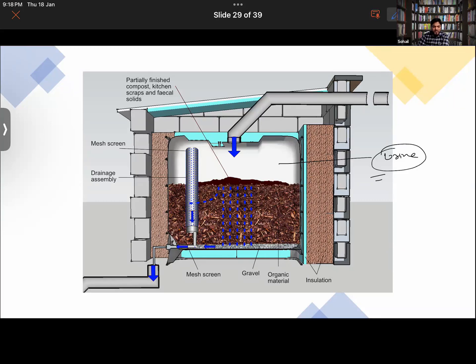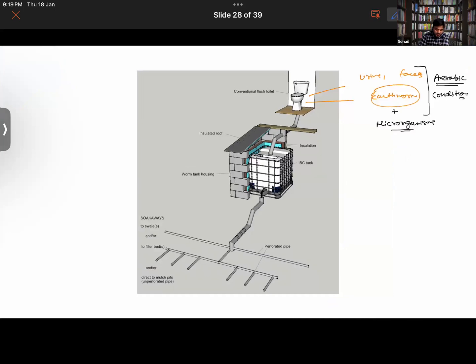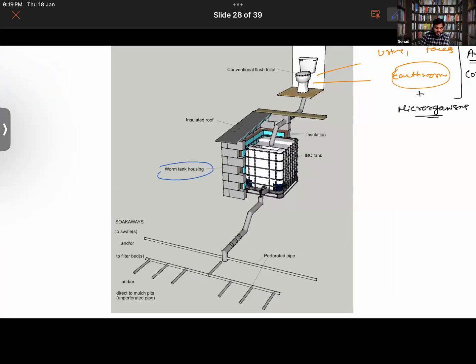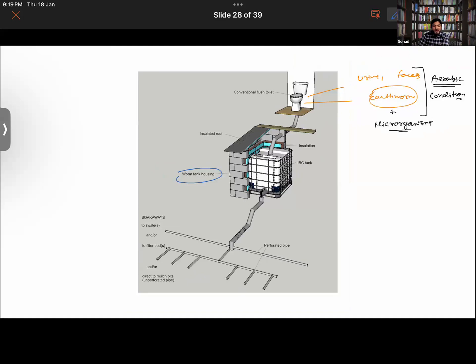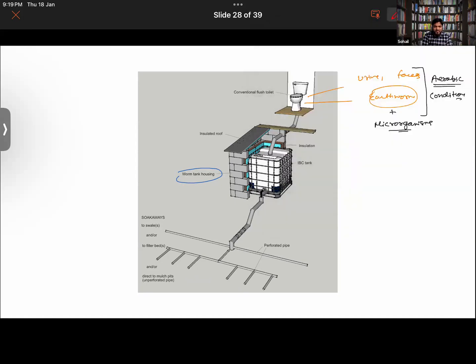Okay, so let me revise the things we talked about. Have a look at this, the worm tank housing. The vermicomposting toilet which we were studying right now is a type of dry toilet, because normally in a toilet lots of water is required, right? But it's a concept where a very small amount of water is required. Basically, flushing is not done here. I mean to say, in order to flush, a lesser amount of water is required here.